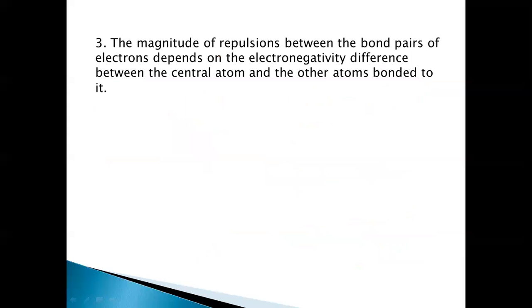When we come to the next postulate, the magnitude of the repulsions between these bond pairs of electrons depends on the electronegativity difference between the central atom and the other atoms. For example, when we take ammonia and NF3, nitrogen is more electronegative than hydrogen. Here fluorine is more electronegative when compared to nitrogen.